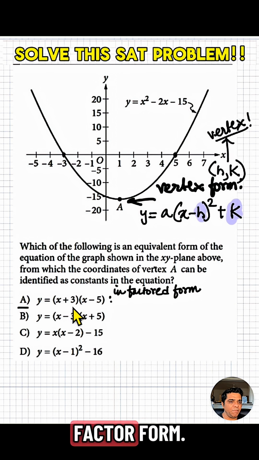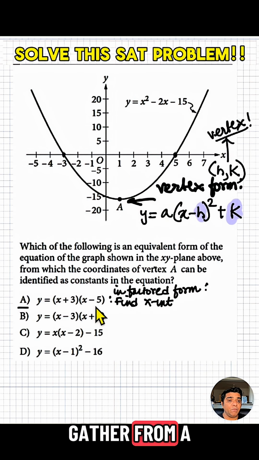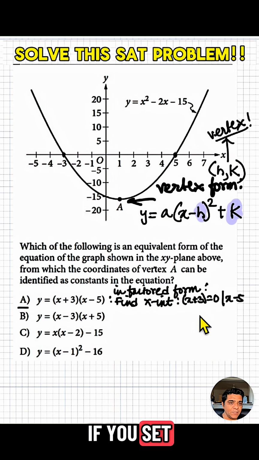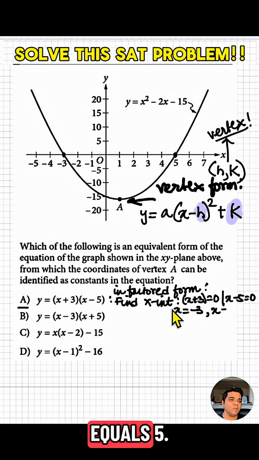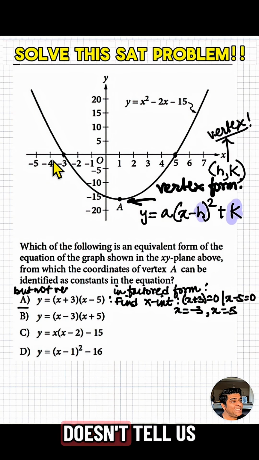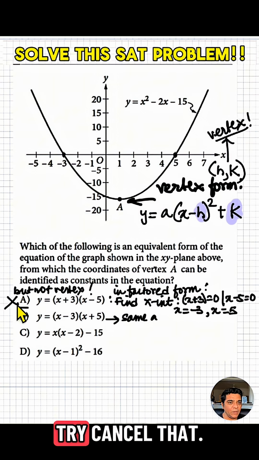The first one is in the factored form, (x plus 3)(x minus 5). The information that you can gather from a factored form is the x-intercepts, right? If you set x plus 3 equals 0 and x minus 5 equals 0, then you get x equals negative 3 and x equals 5. So these are the x-intercepts, which are right here, but that doesn't tell us anything about the vertex from this particular information. So we can cancel that.